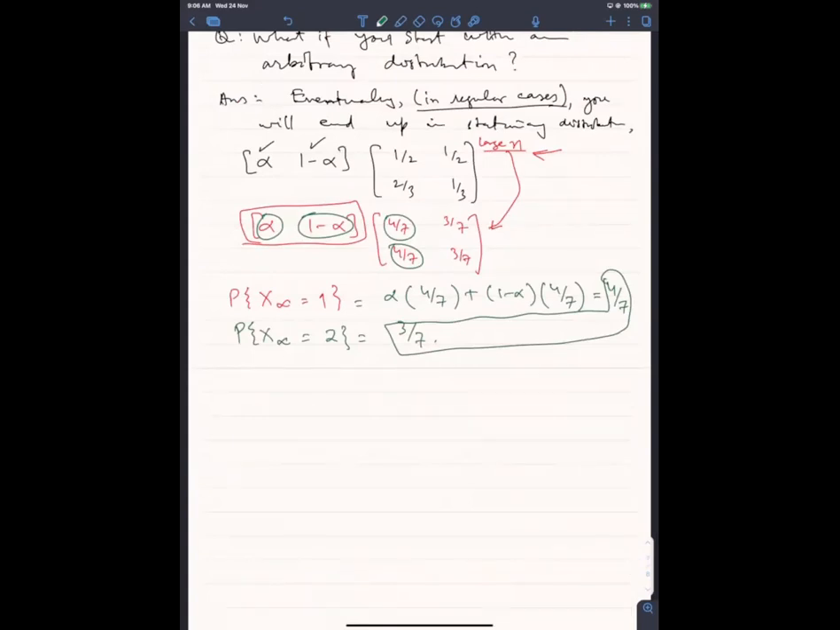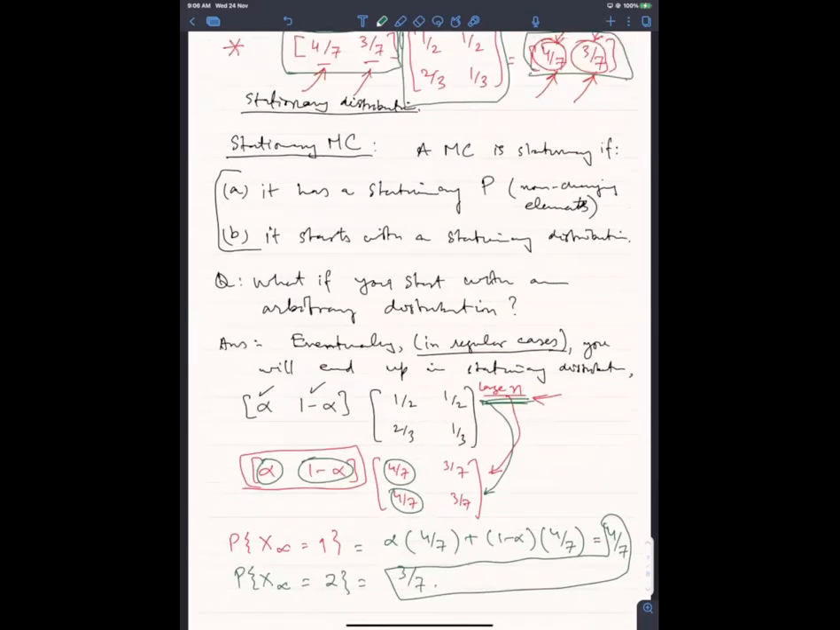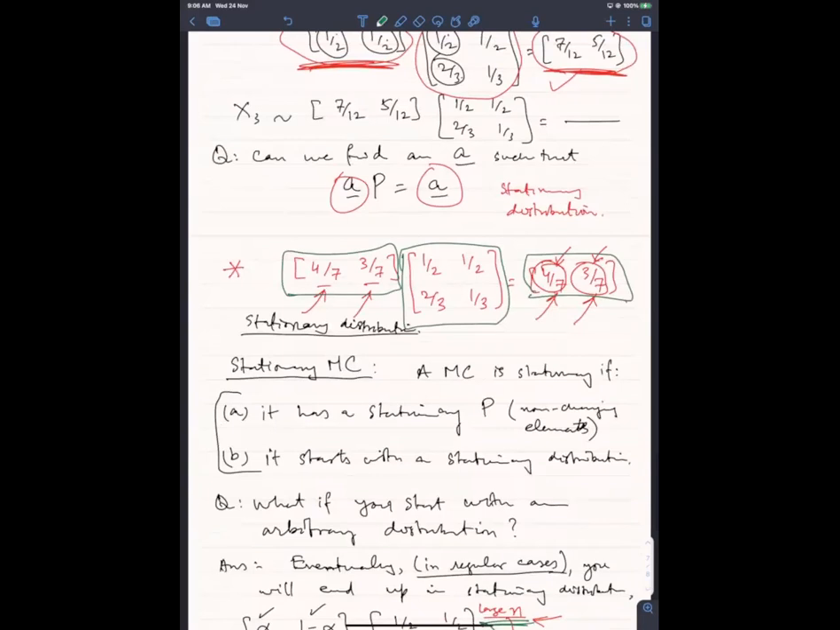What I have not answered is, first, we do not know how we will practically raise this matrix to such a power. Second, we do not know how we calculated these 4/7 and 3/7. We will answer both of these questions.